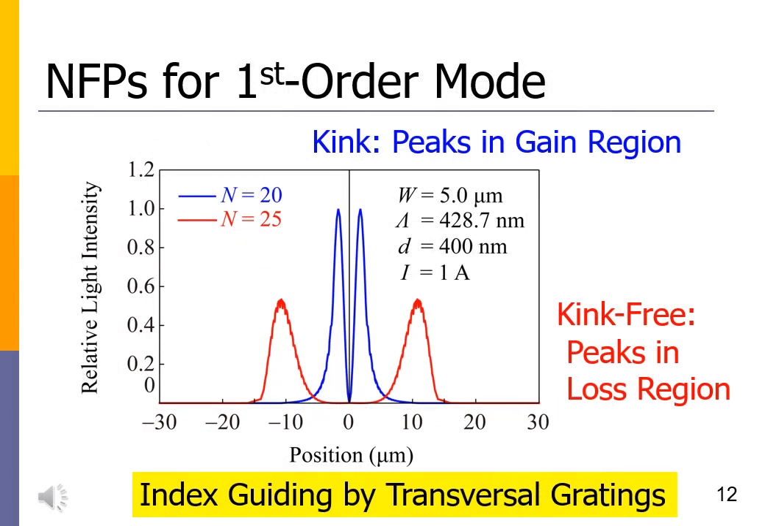This slide shows near-field patterns for the first-order horizontal transverse modes. The injected current I is 1 amp. When n is 20, the near-field pattern for the first-order horizontal transverse mode exists in the optical gain region. This leads to kink in the IL curve. When n is 25, the near-field pattern exists in the optical loss region. This leads to kink-free operation.